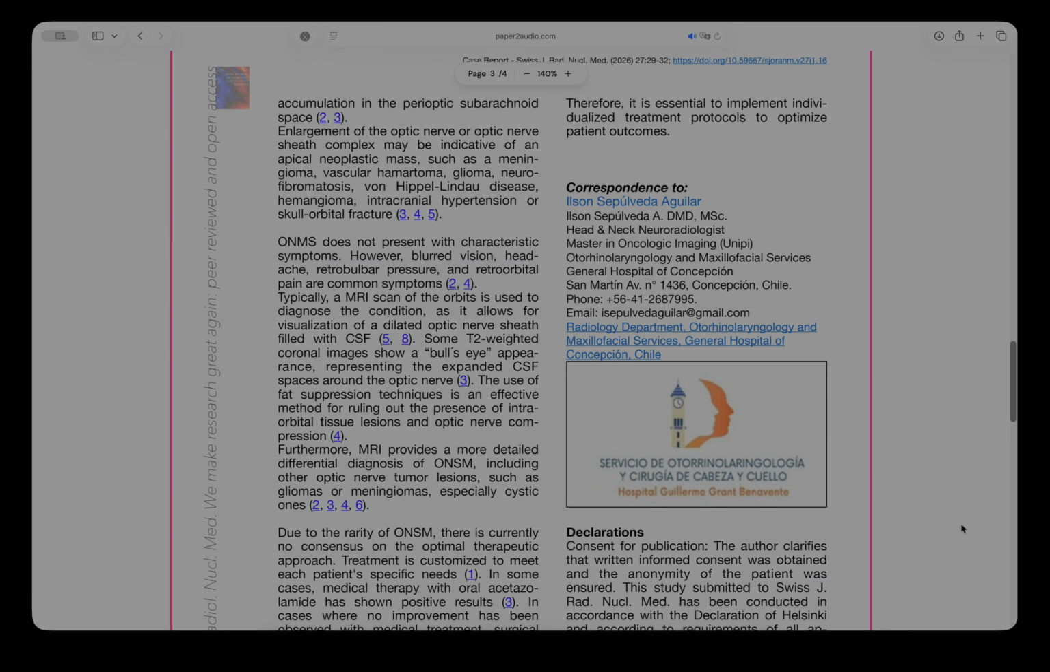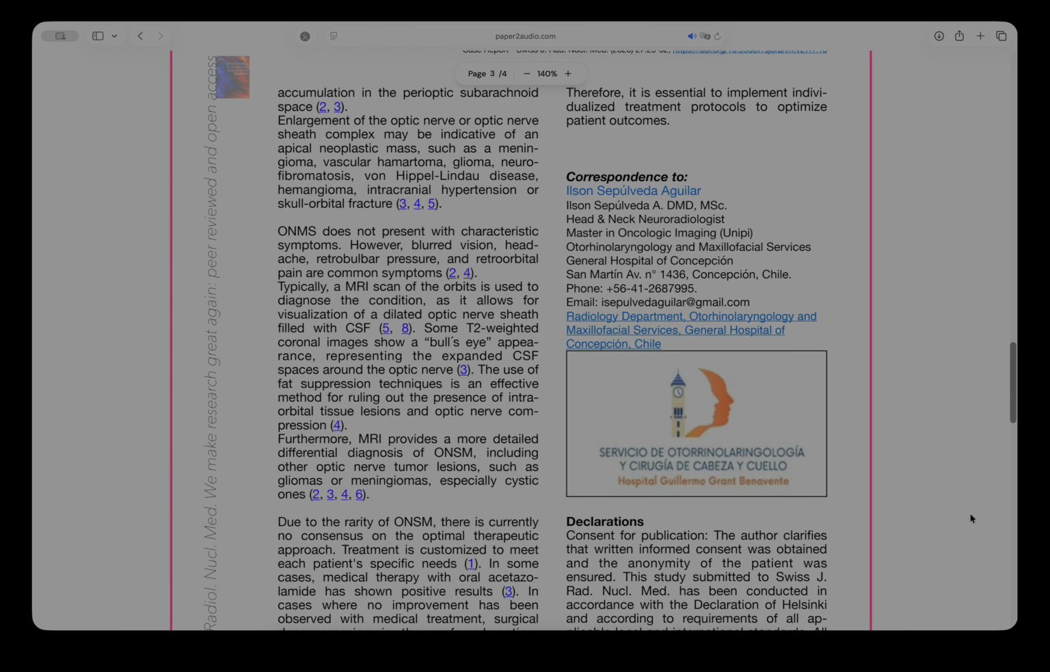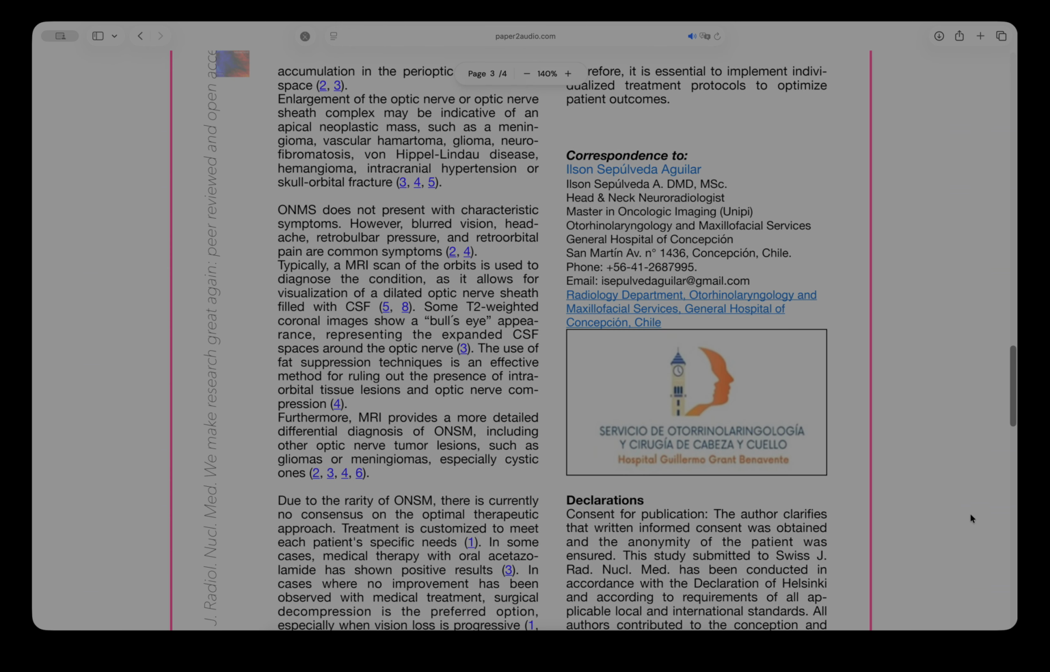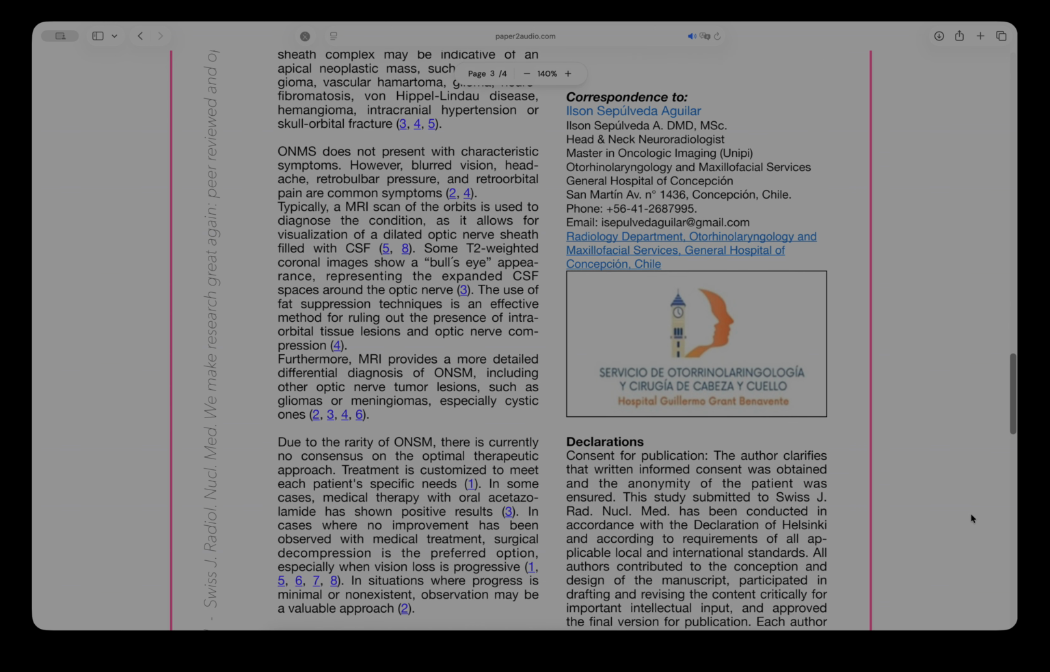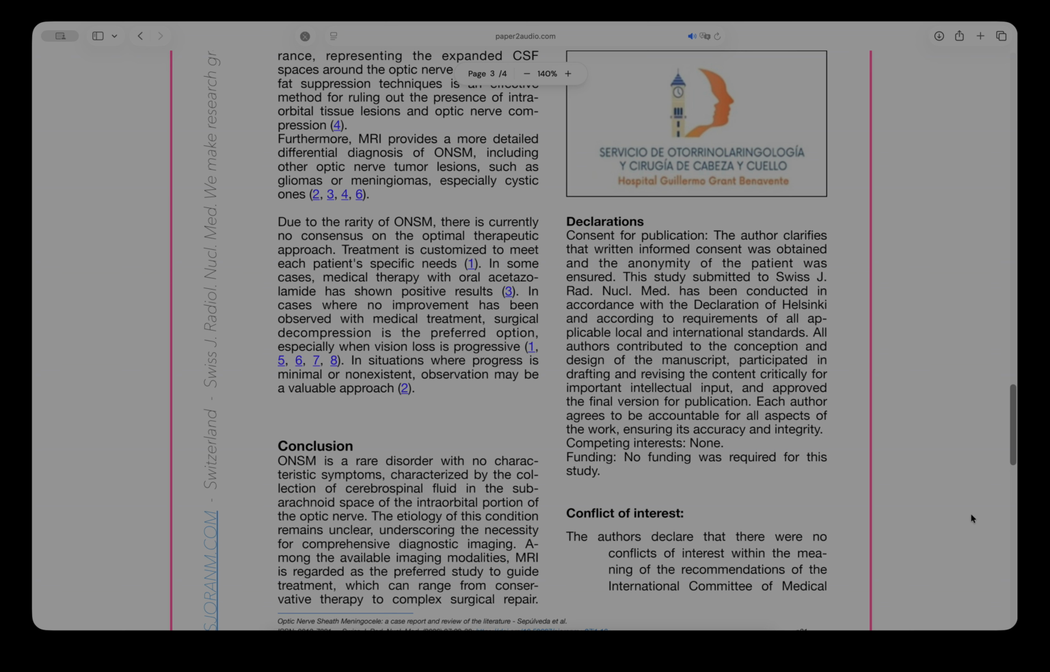Due to the rarity of ONSM, there is currently no consensus on the optimal therapeutic approach. Treatment is customized to meet each patient's specific needs. In some cases, medical therapy with oral acetazolamide has shown positive results. In cases where no improvement has been observed with medical treatment, surgical decompression is the preferred option, especially when vision loss is progressive. In situations where progress is minimal or non-existent, observation may be a valuable approach.